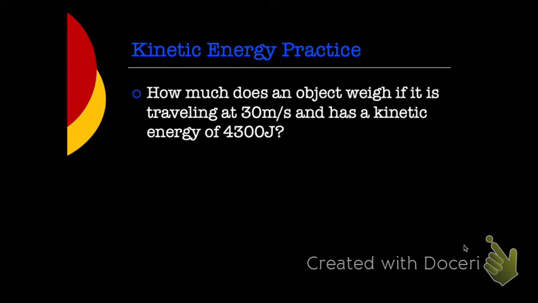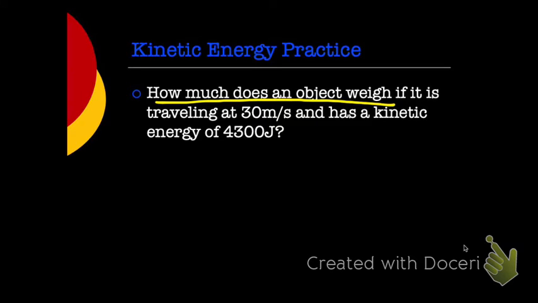How much does an object weigh if it is traveling 30 meters per second and has a kinetic energy of 4,300 joules? Okay, so we're going to just start picking apart the word problem. I don't want word problems to be intimidating for you. I just want you to be able to pick out the information that you need. So this says, how much does an object weigh?